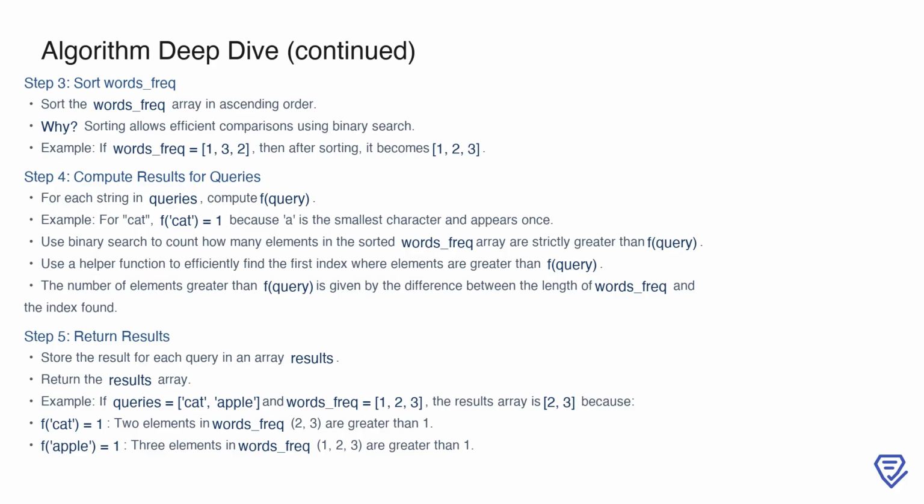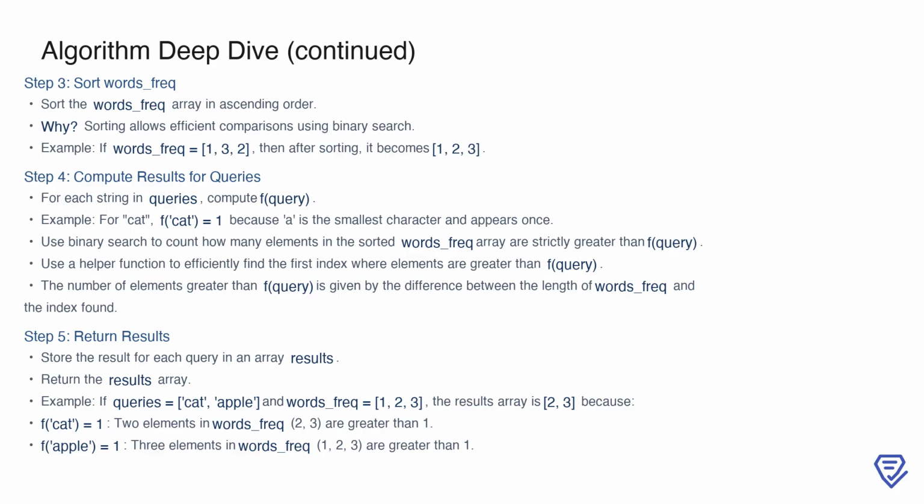For instance, with the query "cat", the smallest character is 'a', which appears once, so f("cat") = 1. To determine how many elements in words_frequency are strictly greater than this value, we use binary search. A helper function identifies the first index in the sorted array where elements exceed f(query). The count of elements greater than f(query) is then the difference between the length of words_frequency and the index found. This approach avoids the inefficiency of iterating through the entire array for each query.